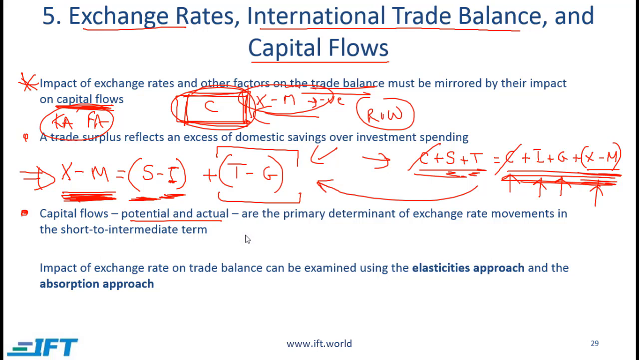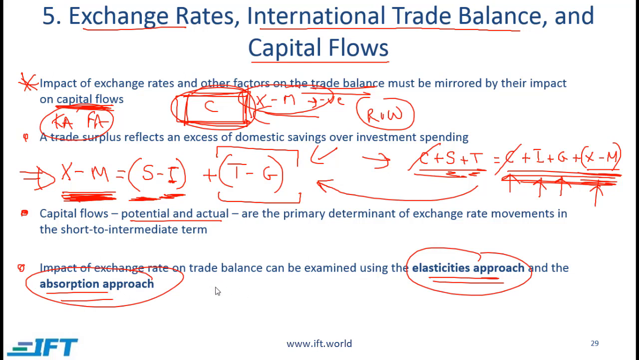If the demand for the currency is weak, then the currency will weaken. The impact of the exchange rate on the trade balance can be examined using the elasticities approach and the absorption approach. The point here is that if the currency either appreciates or depreciates, what is the impact on the trade balance of a country? And that impact can be evaluated using these two approaches. These might seem a little bit complicated, but they connect very well with material that you have seen earlier, which is why I think this is important.